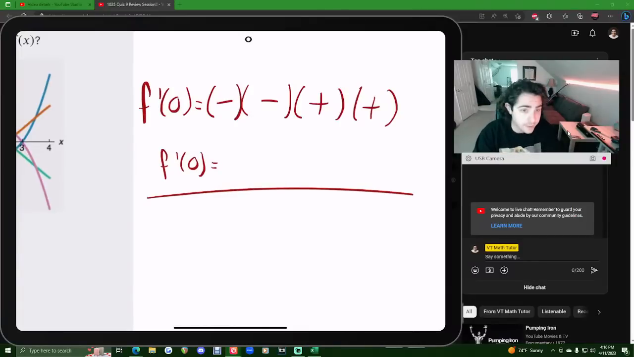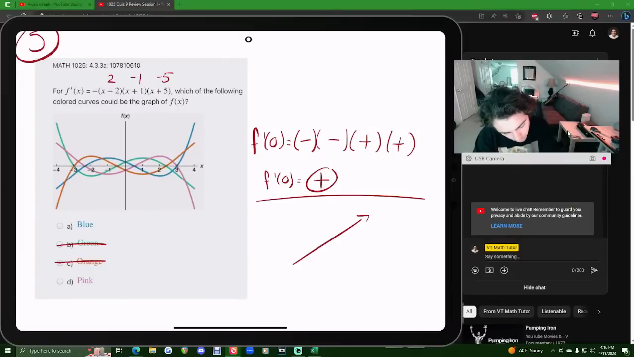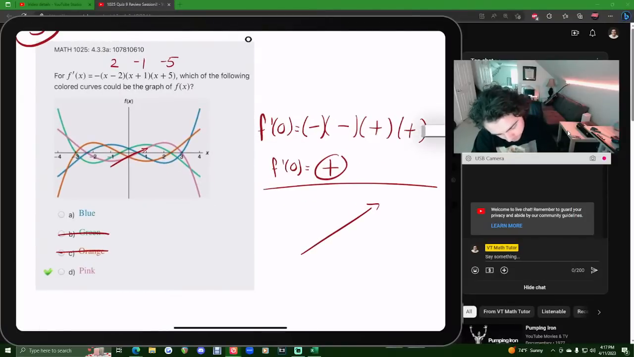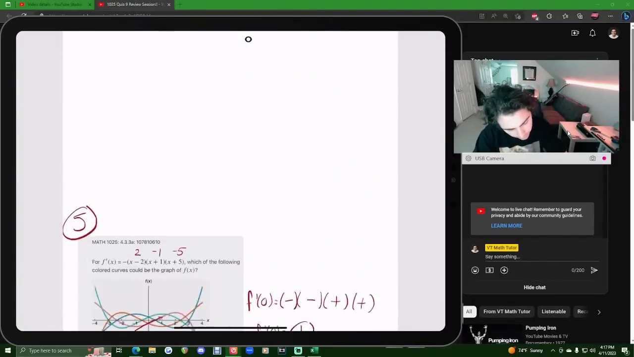We have 2 negatives, so again, an even number of negatives results in an overall positive. So again, right at x equals 0, we're looking for a positive slope for f. So between blue and pink, which one has the positive slope? Right in the middle, right at 0, that would be pink. So pink again. All right, that's pretty much it for those ones.